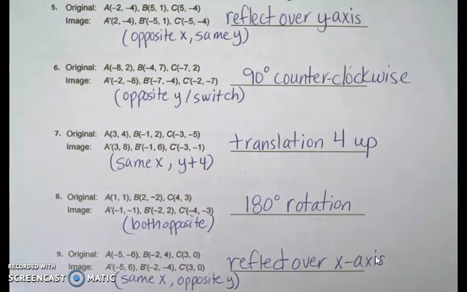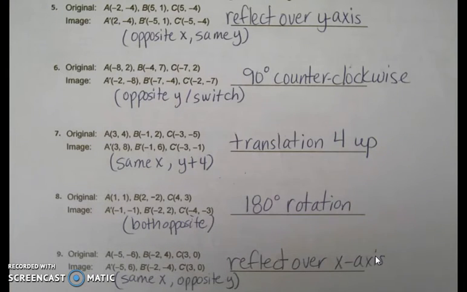Number 7, A, 3, 4, A prime, 3, 8, B, -1, 2, B prime, -1, 6. So we're noticing that the x value stayed the same, but the y value was getting larger. So it increased by 4 each time. So same x, y plus 4 would be a translation of 4 up.